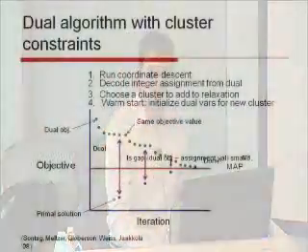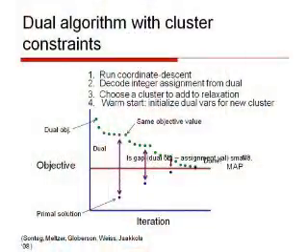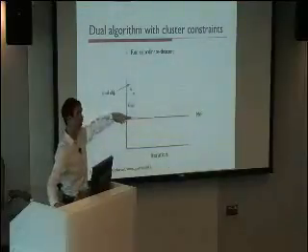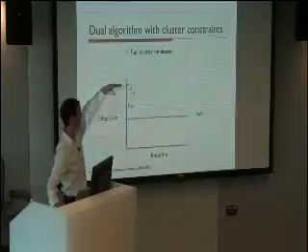Okay, so the overall algorithm is now going to look like this. We're going to start by running coordinate descent on just the pairwise LP relaxation. Coordinate descent is decreasing the dual objective with each iteration. So I'm showing here, this is the MAP value. This is where we want to get to. We start out with some upper bound. Each operation is decreasing that upper bound.